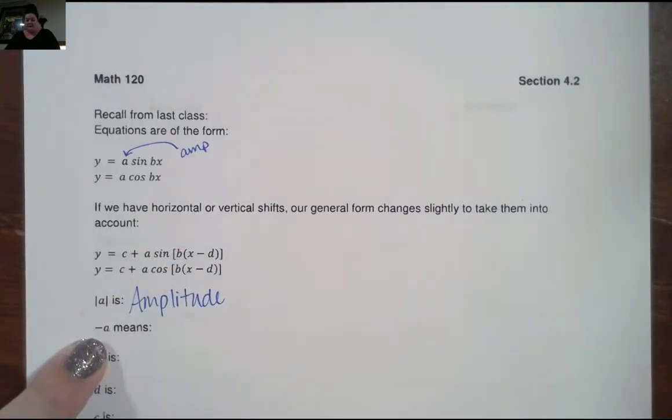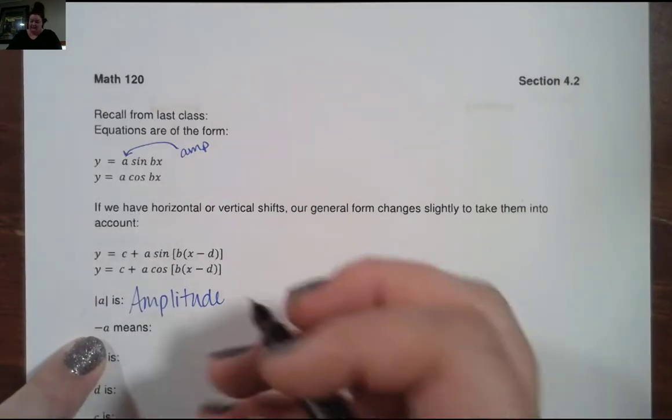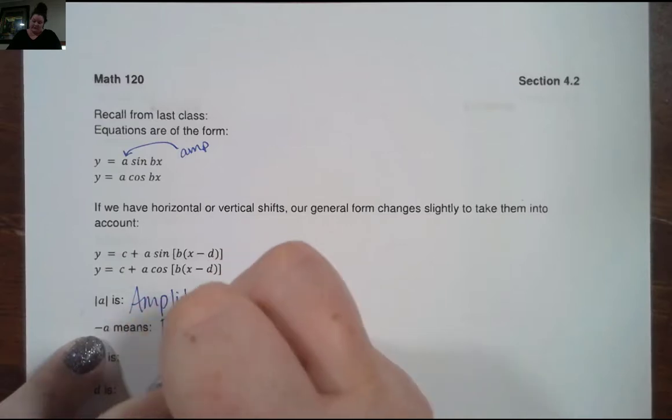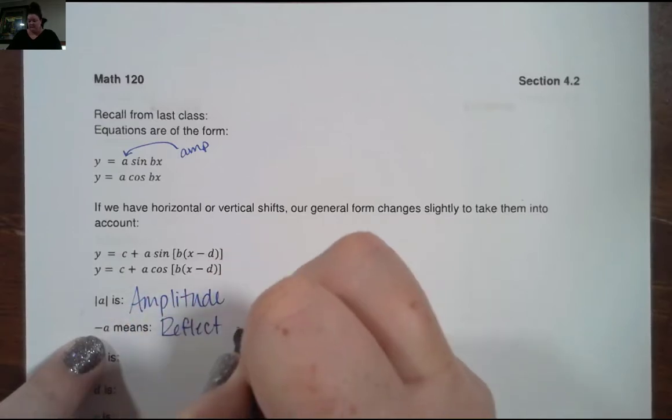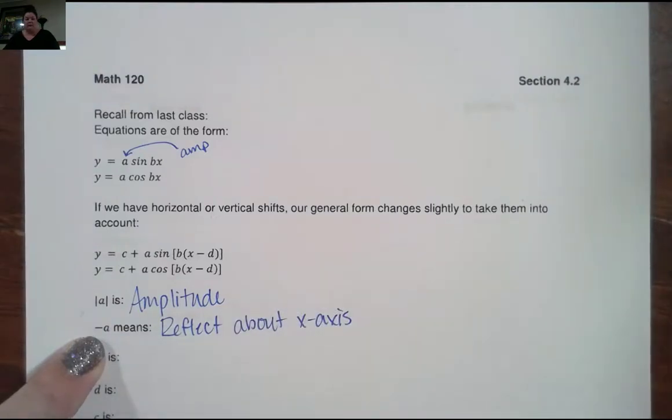And if a happens to be negative, remember we talked about how that creates a reflection of the x-axis. I'm going to go ahead and say this means we reflect about the x-axis, okay?